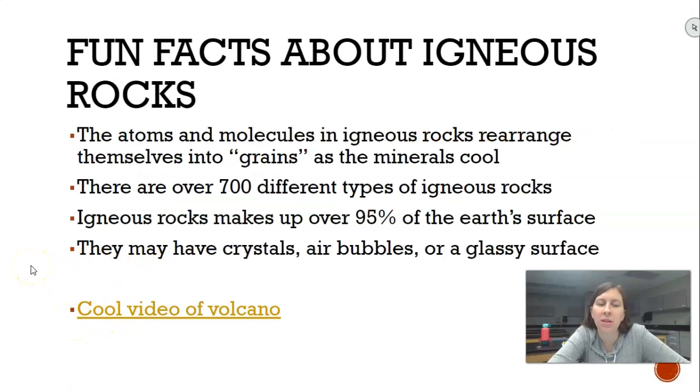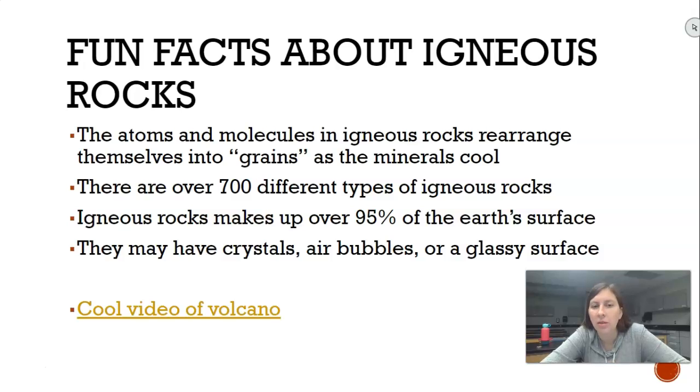Some fun facts about igneous rocks: the atoms and molecules that are the teeny tiniest pieces that make up the rocks rearrange themselves into grains as the minerals cool. When the magma cools slowly, they have opportunity to form larger grains, but when the magma cools very quickly, they don't have time to form those grains. And we'll talk a little bit about what those different types may look like.